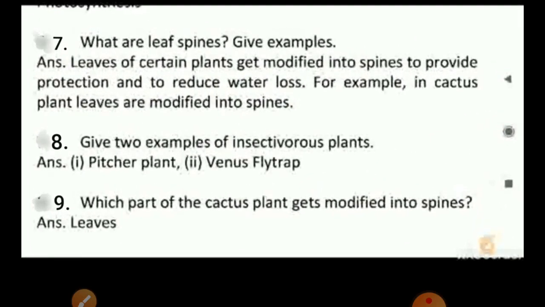Now next, seventh question, what are leaf spines? Give example. Leaves of certain plants get modified into leaf spines to provide protection and to reduce water loss. For example, in cactus plant, leaves are modified into spines. Eighth question, give two examples of insectivorous plants: pitcher plant and Venus flytrap. Ninth, which part of the cactus plant gets modified into spines? Answer is leaves. So students, these are the short question answers of the book exercise of lesson number 1.